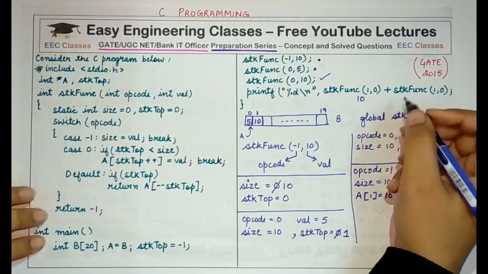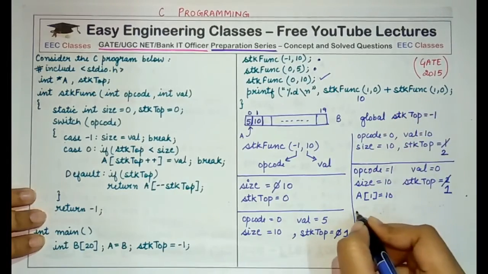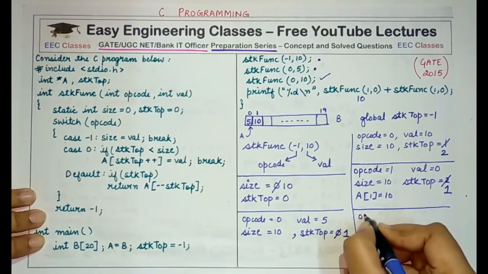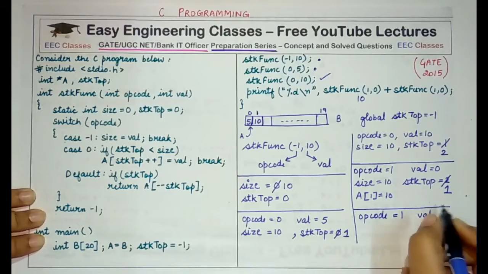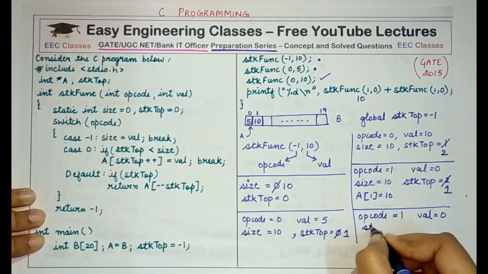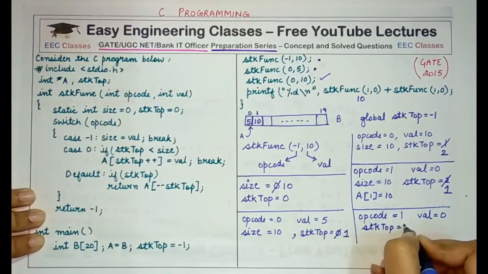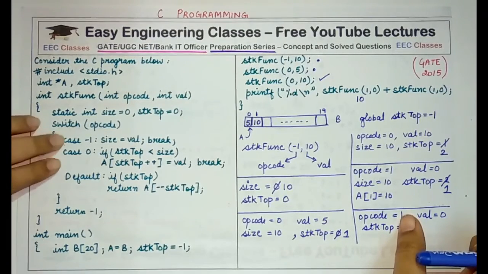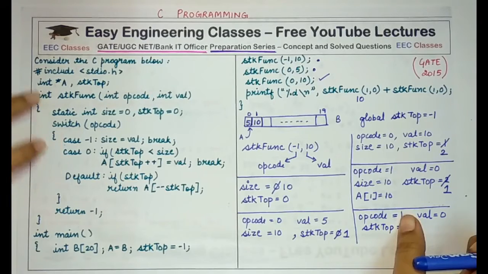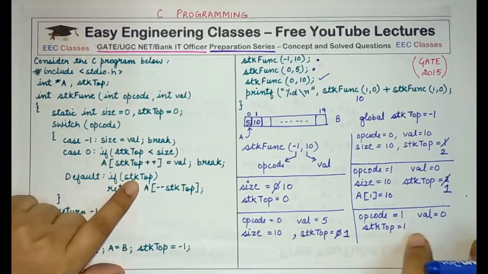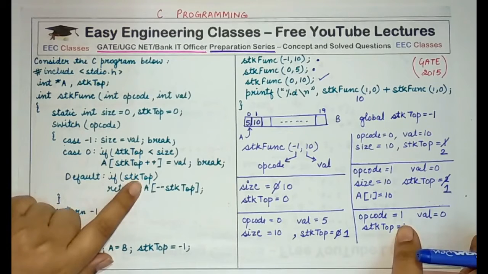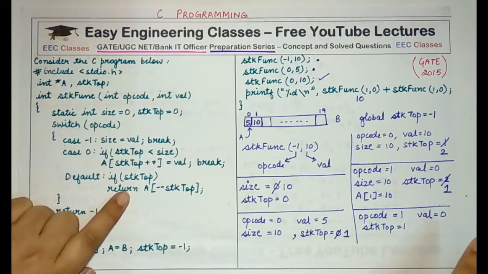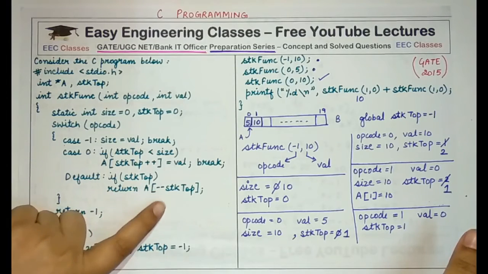Alright. Now the second call in this printf statement is executed, and here the value of opcode, that is the first parameter, is 1 and the value of val is 0. Again stack top would retain its value of 1. Since the opcode is 1, there is no specific case corresponding to 1 in this stack function. Therefore, we'll again jump to default case. If stack top, yes, stack top is 1 and it is not equal to 0. Therefore, this if statement is still true. Therefore, we return A of minus minus stack top.